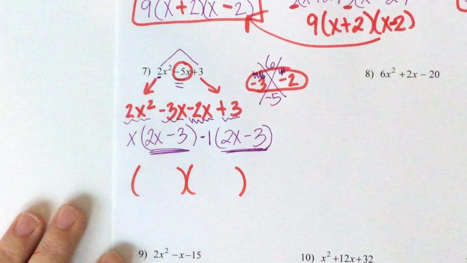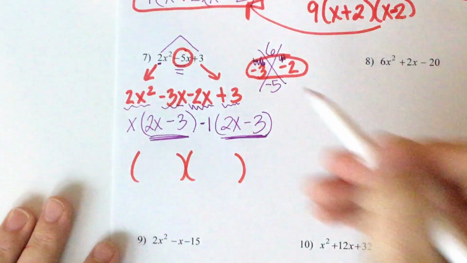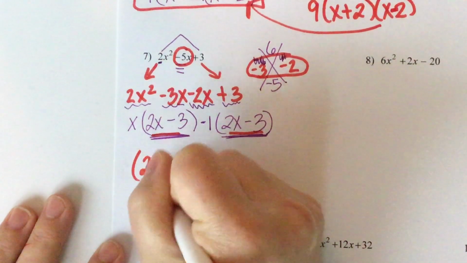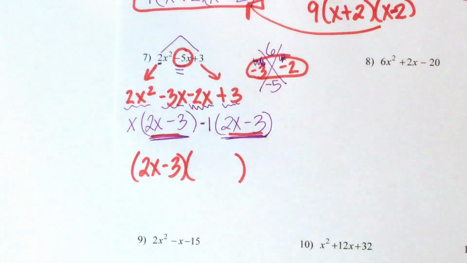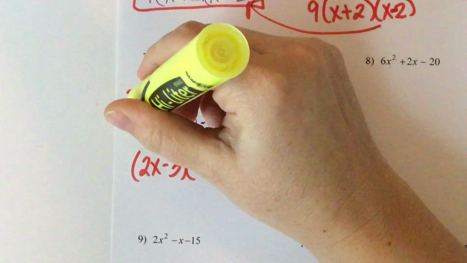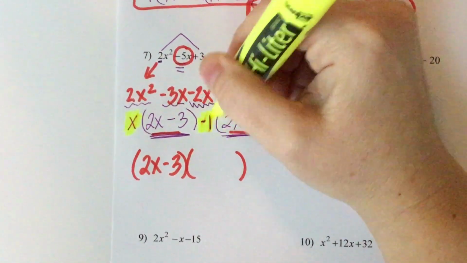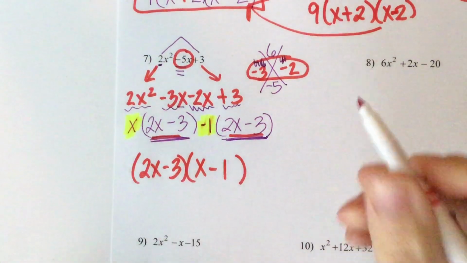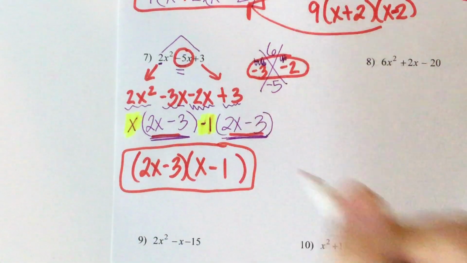Okay, so let's build our 2 sets of parentheses. What goes in one of them? Can you tell me? 2x minus 3. Whatever you wrote here and here, you write one more time. And then can you tell me what goes in the other set? X minus 1. It's whatever is left over. The guy in the front and the guy in the middle. So x minus 1. And that's our answer.